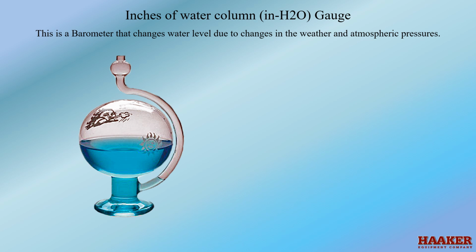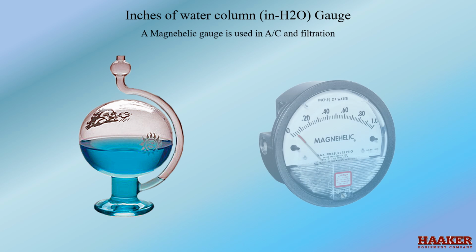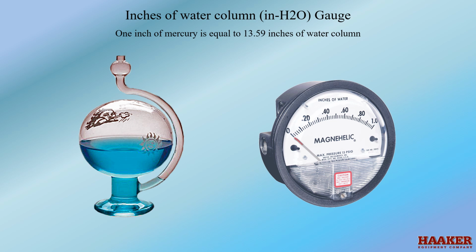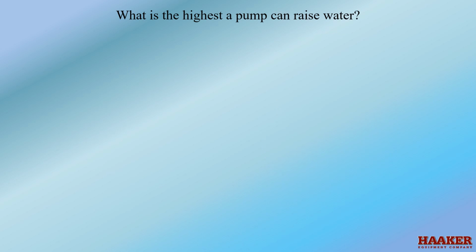This is a barometer that changes water level due to change in weather and atmospheric pressure. A Magnehelic gauge is used in AC and filtration. 1 inch of mercury is equal to 13.59 inches of water column. What is the highest a pump can raise water?